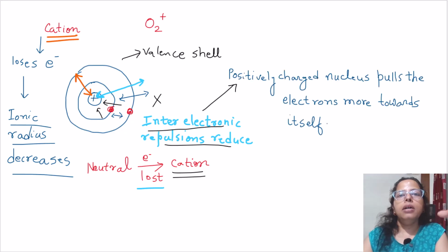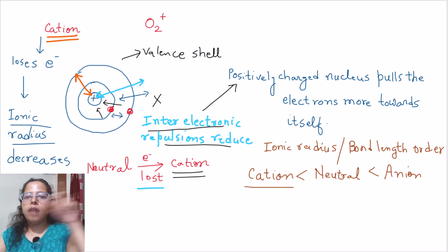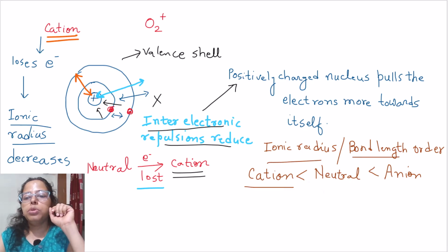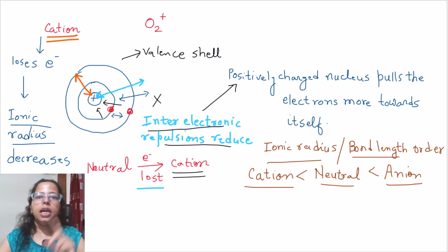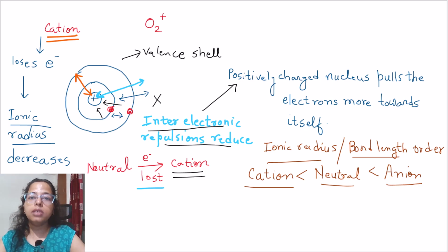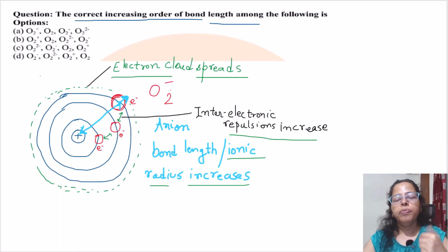So if we compare the neutral molecule, cation and anion, the increasing order should be as follows. The cation is the least, having the smallest ionic radius or bond length, followed by the neutral molecule, and lastly the largest ionic radius is for the anion. I hope you understood the explanation, and based on this, let us solve this question. It's not a very difficult question. You can easily do it if you have the knowledge, and this is all a part of chemical bonding and general chemistry.